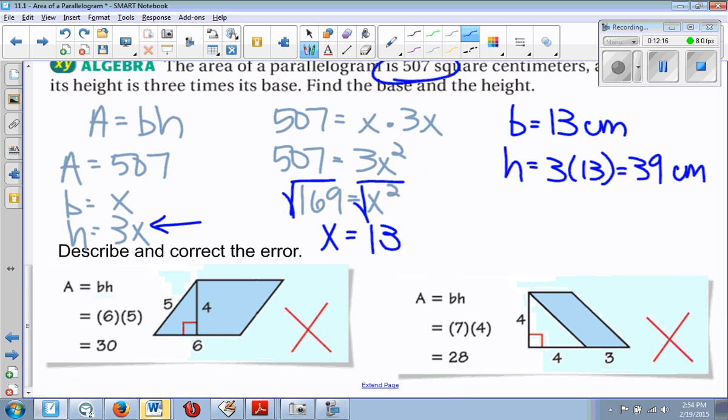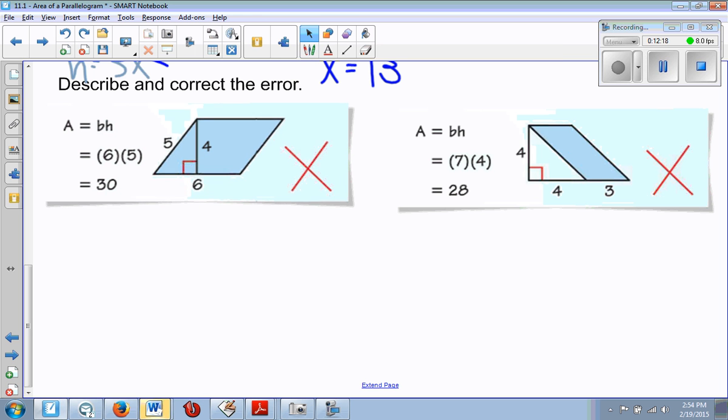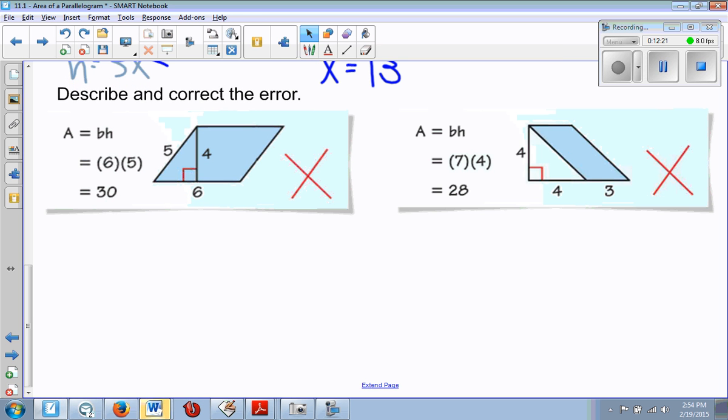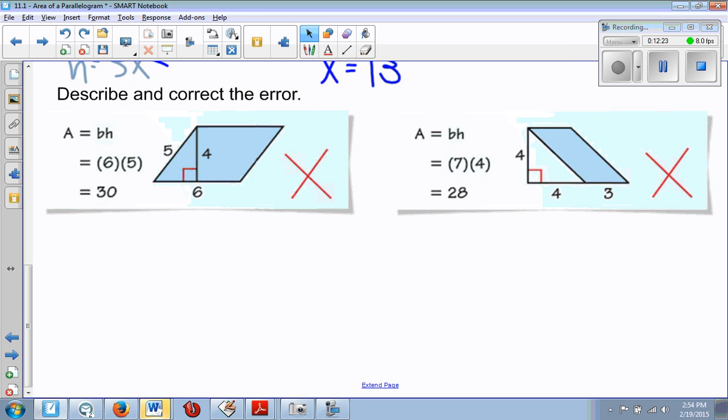Last two problems. All we're going to do is describe the error and correct it. So in the first problem, they're saying that the area of this parallelogram, they multiplied 5 and 6 together. So what I want you to notice is that 6 is the base, and they said that 5 is the height. Now notice that 5 is a slanted side.